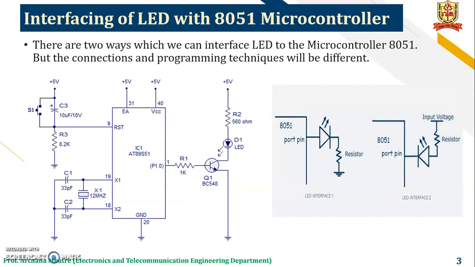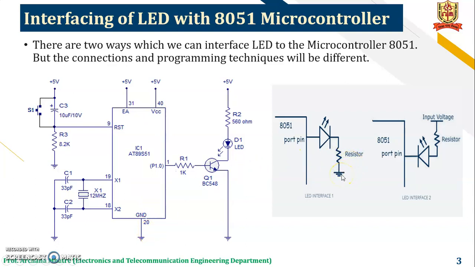Now there are two ways in which we can interface LED with the 8051 microcontroller, but the connection and the programming techniques will be different. This is the interfacing diagram of 8051 microcontroller with LED. Here it is LED D1, connected to P1.0 of the 8051 microcontroller. This is the crystal connection, XTAL1 and XTAL2. This is the reset. EA bar plus 5 volt is applied to the 8051 microcontroller. VCC plus 5 volt, then grounded.